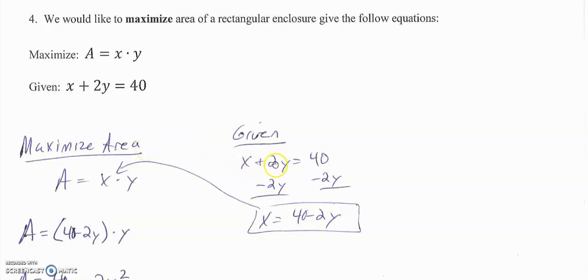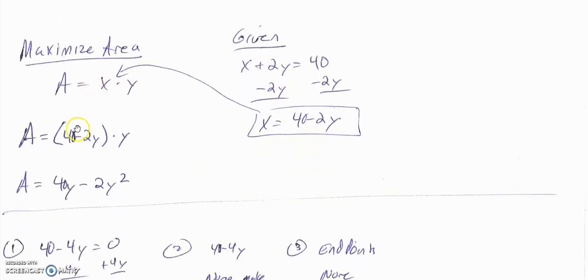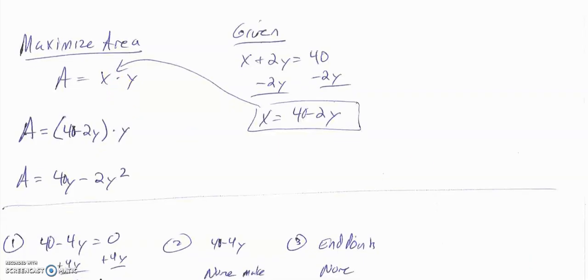So we have x plus 2y equals 40. It's easier to solve for x, so we subtract 2y from both sides. So we have x equals 40 minus 2y. We take x equals 40 minus 2y, plug it in for x, and that will give us area equals, instead of x, 40 minus 2y times y. Distribute the y. We have area equals 40y minus 2y squared. Again, now we're dealing with just y's instead of x and y's. And we go through our stationary, singular, endpoints.